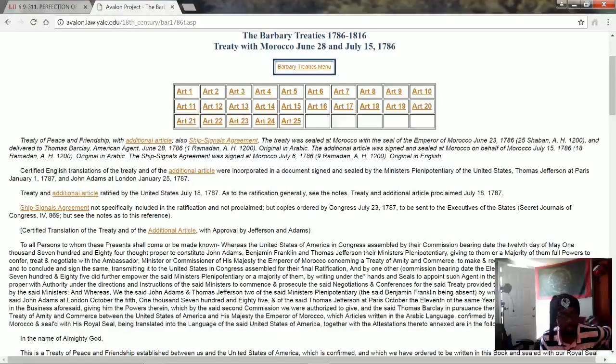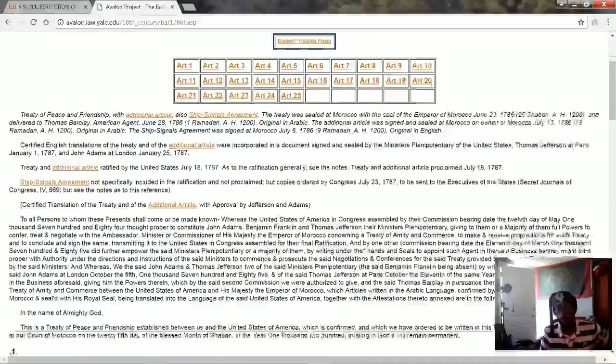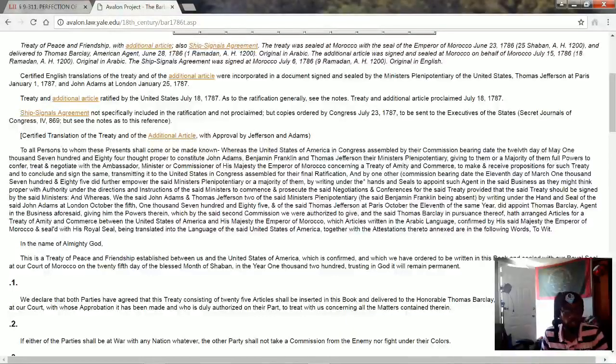Come through this here. Ship signals agreement not specifically included in the ratification and not proclaimed, but copies ordered by Congress July 23rd, 1787, to be sent to the executives of the states. Secret Journals of Congress 4869. But see the notes as to this reference. Okay. Certified translation of the treaty and of the articles with approval by Jefferson and Adams.